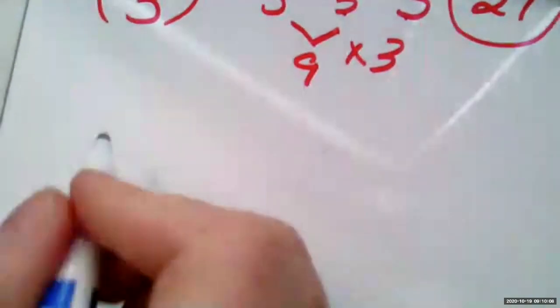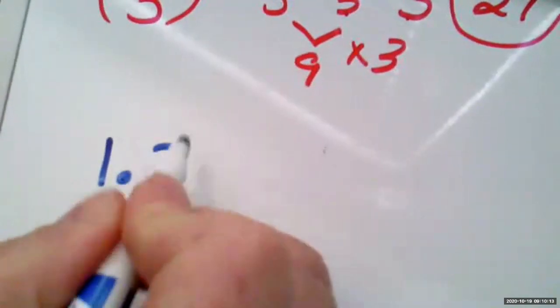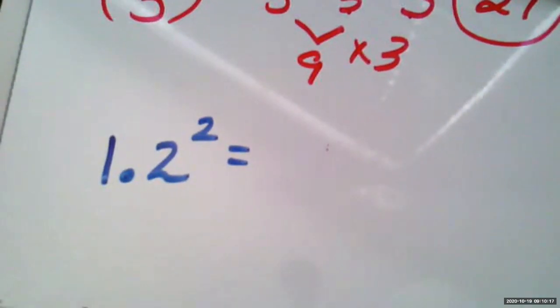All right, let's do some more. I'm going to give you 1.2 to the second power. Going back to a decimal. I hear your silent cheering. 1.2 to the second power. Be cautious of where you put the decimal.